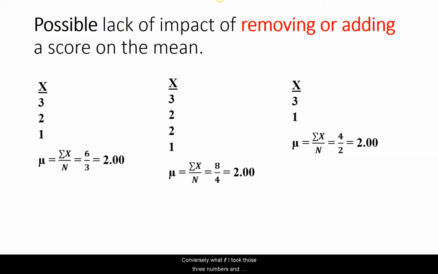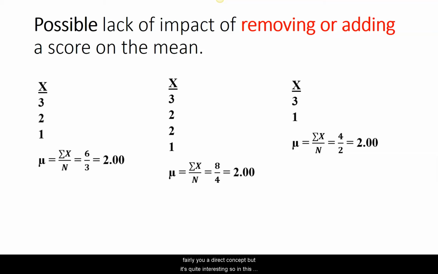Conversely, what if I took those 3 numbers and removed a 2? What happens then? Well, in that case, the mean remains at 2, because when I add or remove a number that happens to be precisely the same as the mean, the mean will not change. And of course, you can experiment on that with any array of numbers. So it's a fairly direct concept, but it's, I think, quite interesting.